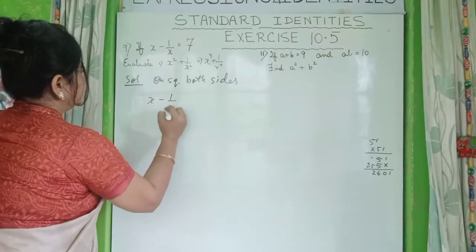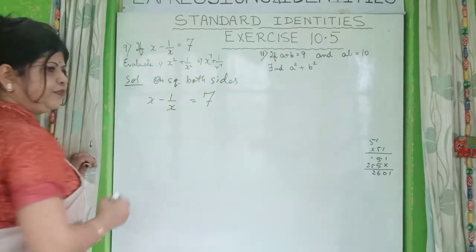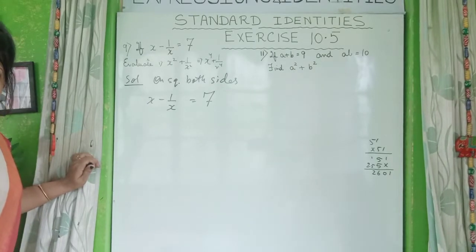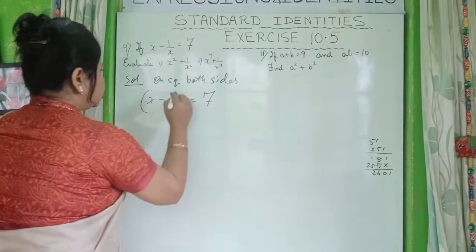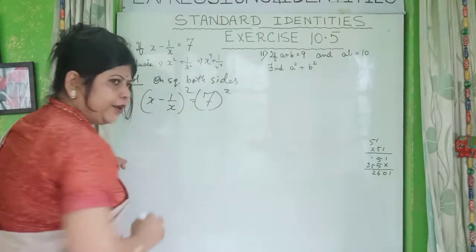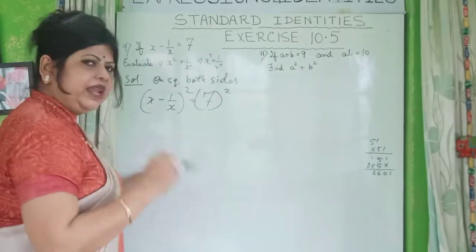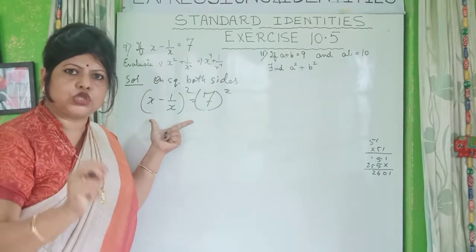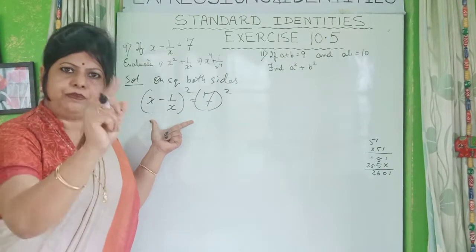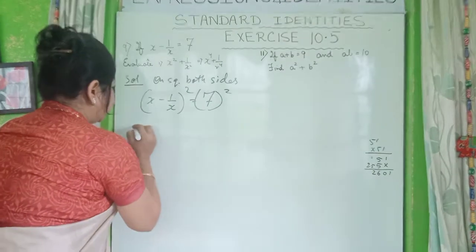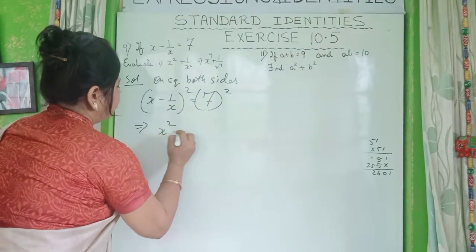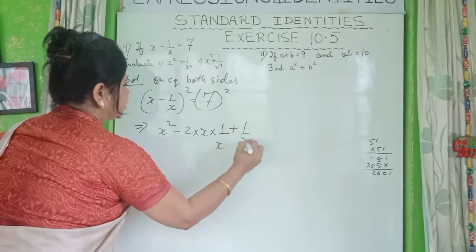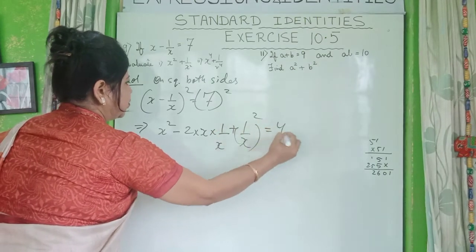So, x minus 1 by x is equal to 7. This is your given expression. Now, I square both sides. So, this square, this square. So, remember a minus b whole square. That is the format. A minus b whole square equals a square minus 2ab plus b square. So, that's what we write. So, x square minus 2 into a into b plus b square and that is equal to 49.